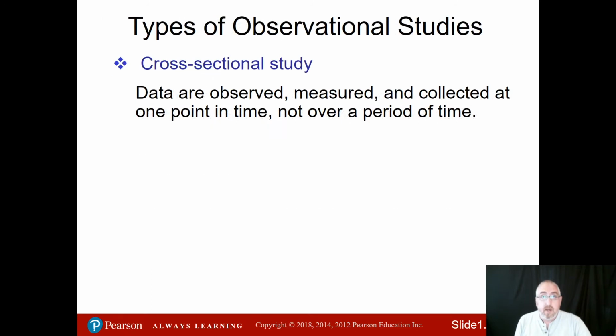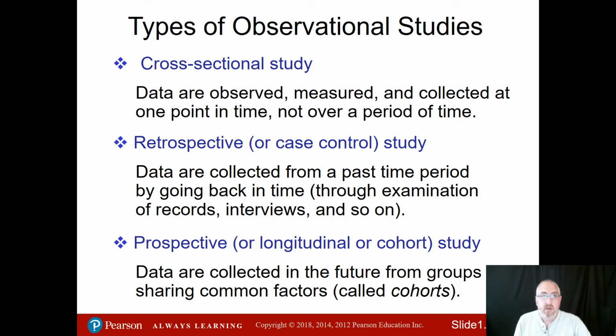And so we're going to look at experiments in more detail, but first we're going to break down the different types of observational studies. So we got 3 of them. We got cross-sectional. So data are observed, measured, and collected at one point in time, not over a period of time. Usually that's now. Retrospective or case control study, data are collected from a past time period going back in time through an examination of records, interviews, and so on.